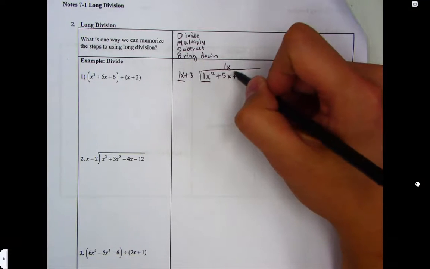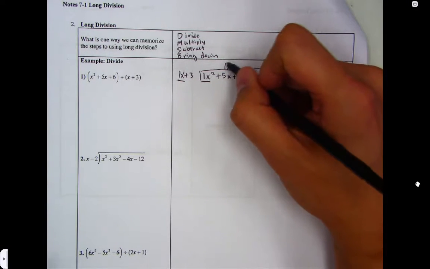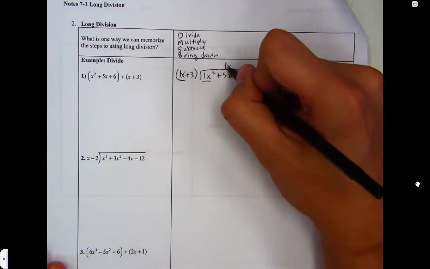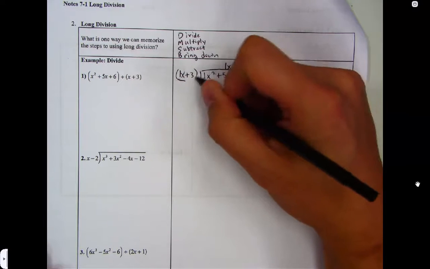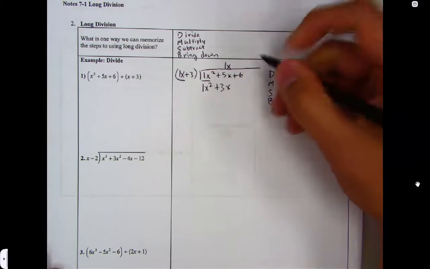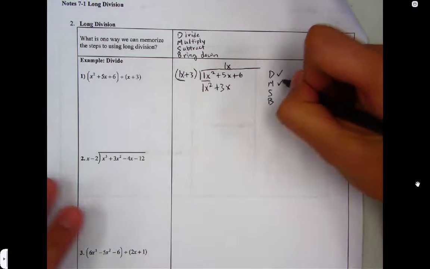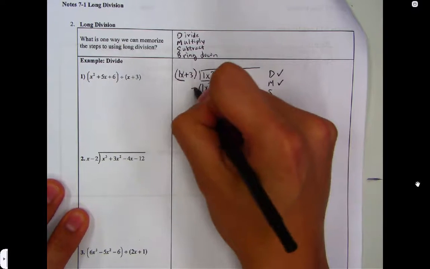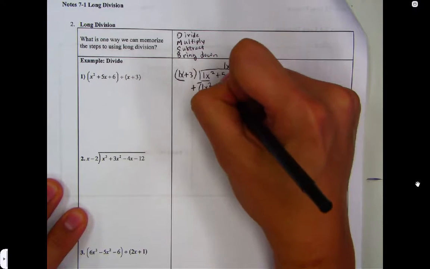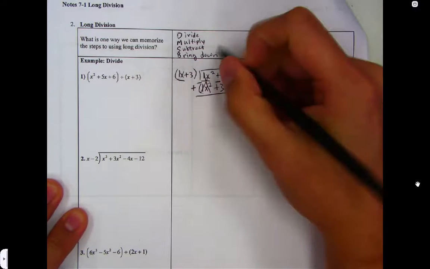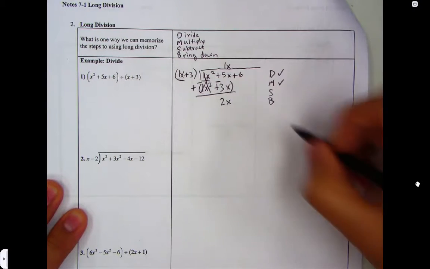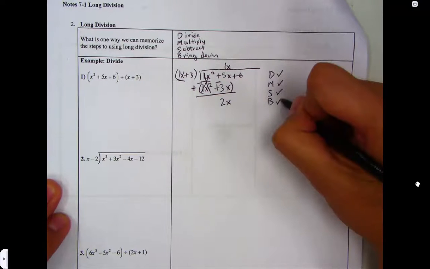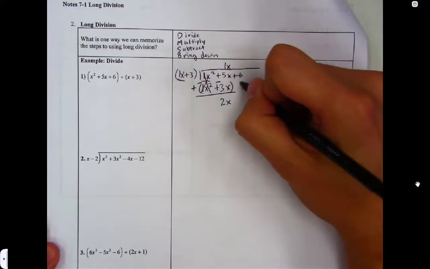I want to be careful to write the 1x above the 5x because they're both x's. Then I'm going to take the 1x and multiply. 1x times 1x is 1x squared. These numbers should always be the same. 1x times 3 is positive 3x. So I'm done with the multiplication. Now I'm going to subtract. Subtract means add the opposite, so I'm going to change the signs. These cross out. 5x plus negative 3x is 2x. So I'm done with subtracting. Now B means bring down, so I'm going to bring down the 6.